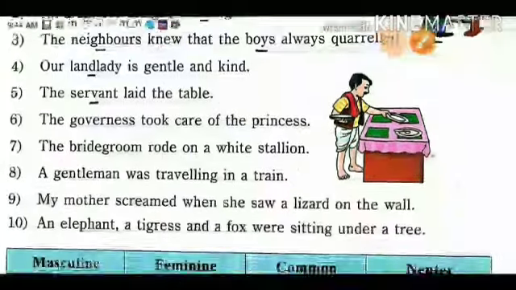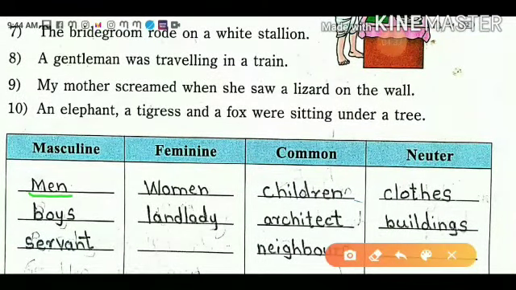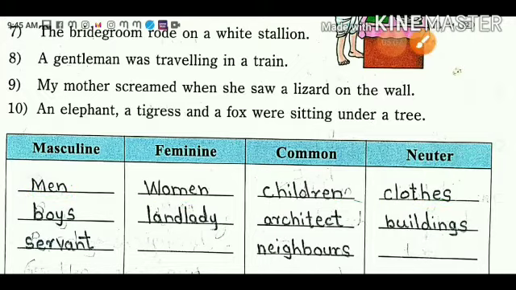So like this: men, we have used in the masculine gender column. Woman, we have used in the feminine gender column, and children in the common gender column, and clothes, which is neuter gender, in the neuter gender column. Like that you want to solve. The remaining 4 sentences I will show you.